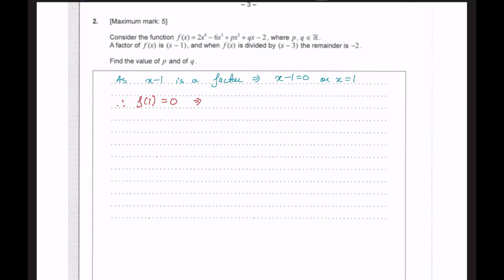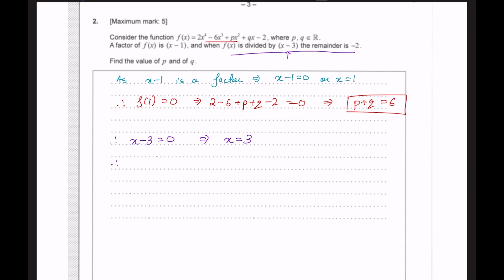If I plug in 1 in this equation, I'll get 2 minus 6 plus p plus q minus 2 equals 0. If I simplify this, I'll get p plus q equals 6. That's my first equation. Second equation is when I divide it by x minus 3, the remainder is negative 2. So if I put x minus 3 equals 0, which is x equals 3, this statement basically means f(3) would be equal to negative 2.